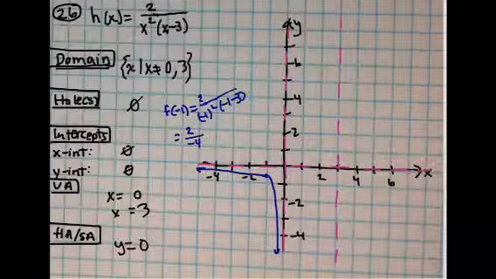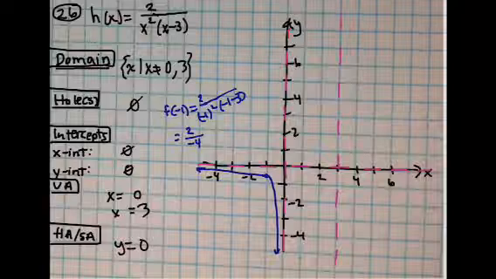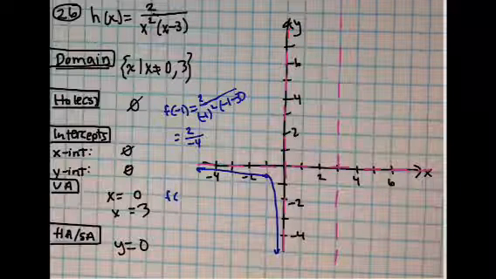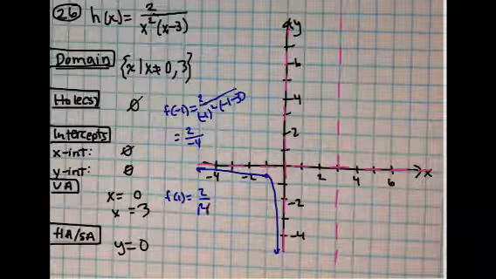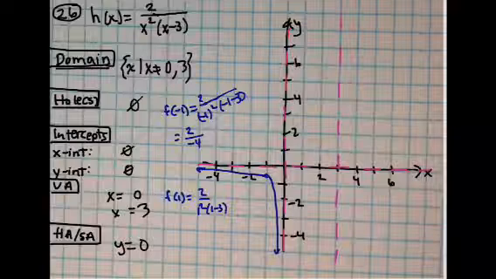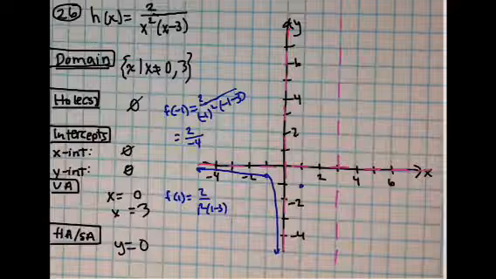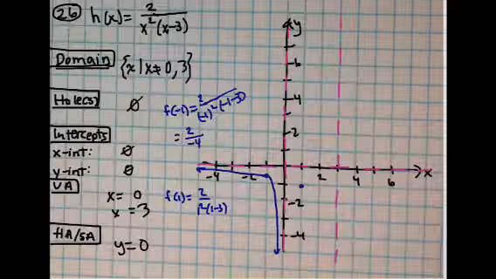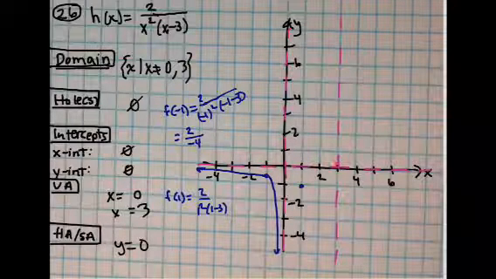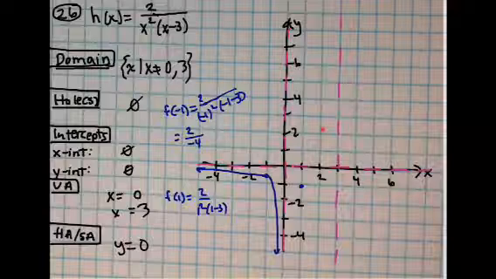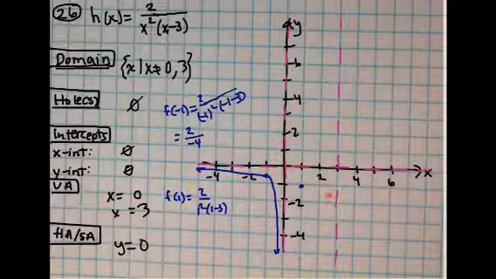Okay, then I'll pick 1, f of 1. That's going to give you 2 over 1 squared times 1 minus 3, so 2 over negative 2. 1 squared is 1, 1 minus 3 is negative 2, so 2 over negative 2 is negative 1. So f of 1 gives you negative 1. Now I'm going to do f of 2 also because sometimes the graph could cross the horizontal asymptote. I want to know if it's going to cross it here or if it's going to go down. Okay, so I'm going to pick f of 2.